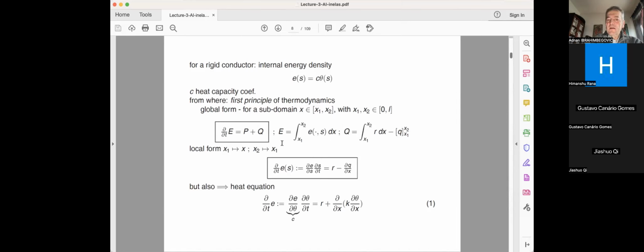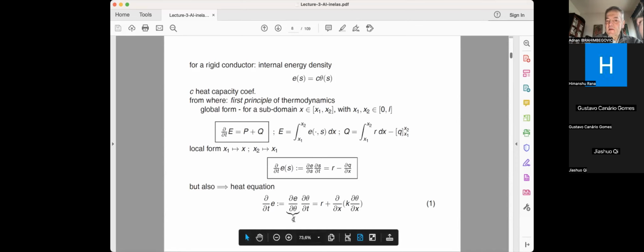You take x1 that goes to x, replace it, and then x2 tends to x1, so make it infinitesimal. So from the first expression, I get a derivative of the internal energy density with respect to time, which I can write as dE/dθ times dθ/dt. And from the second one, I get R, and the last one, I get the derivative of q with respect to x. Given this choice of the internal energy, the product of C and theta, you can see immediately that dE/dθ would be simply C.